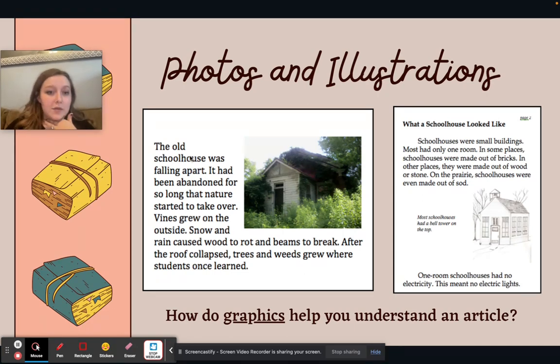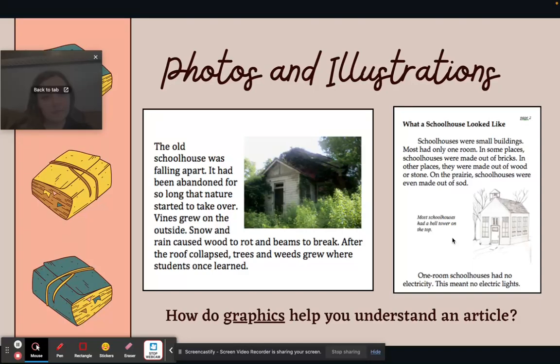Now, I have a description here. The old schoolhouse is falling apart. It had been abandoned for so long that nature started to take over. But I don't know if my vision of that and the author's vision of that are the same until I see this graphic. Now we're united. We both see this. And over here, I have a schoolhouse diagram, right? Someone illustrated this. It's drawn. Schoolhouses are small buildings. They only have one room. And this illustration helps me visualize that. It also helps break up the text. So, graphics can help you understand an article as well.